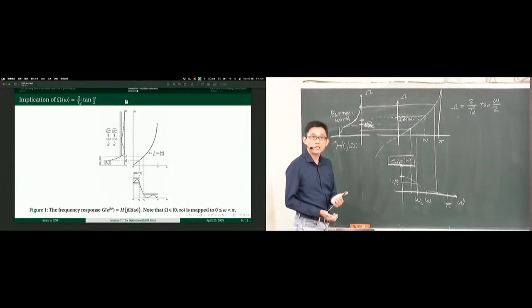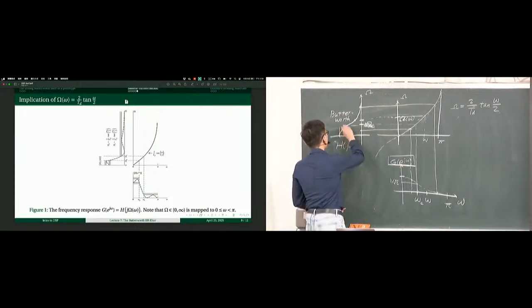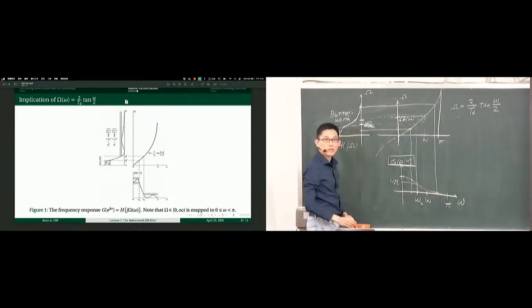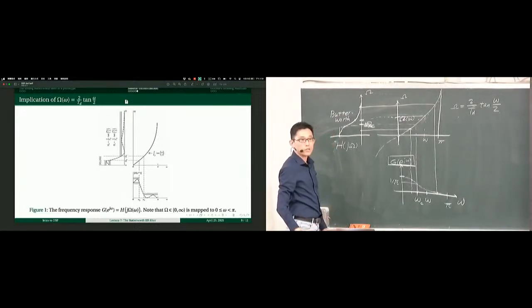So I want to share with you why the bilinear transformation gives us a design of a digital filter. Monotonically decreasing originally, monotonically decreasing after the design. Okay? This nice property is preserved.